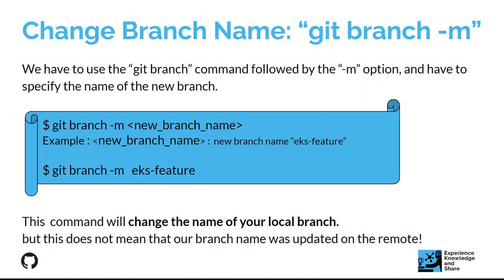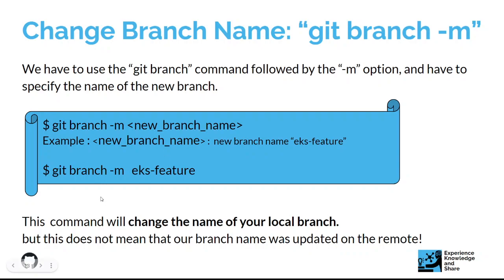Once we switch to that target branch, we use the git branch command with the -m option. Usually -m denotes move, and we have to specify the new branch name. So what we need to do is git branch -m and the new branch name. In our case, we want to change our branch name to EKS feature. EK is just a name, short for experience, knowledge, and share, so we map it to the relevant name instead of new feature.